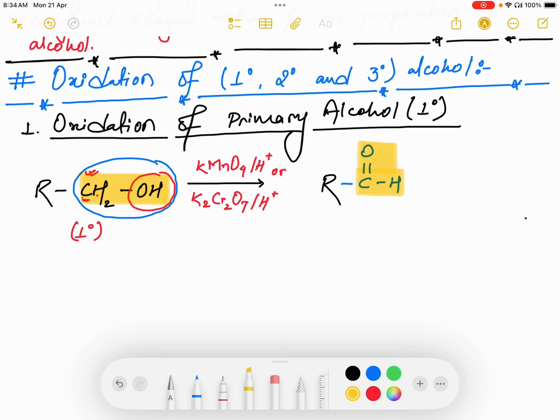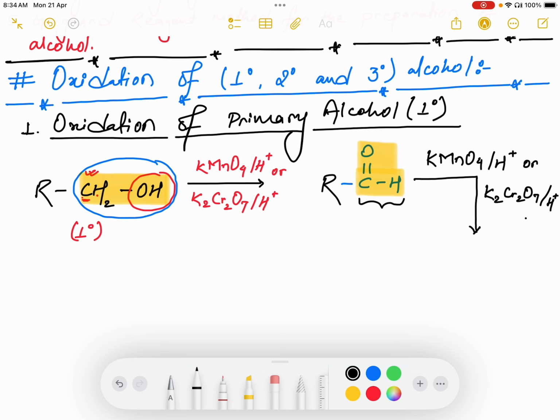In the second stage, this further undergoes oxidation. If you treat it with the same oxidizing agent, KMnO4 in acidic medium or K2Cr2O7 in acidic medium, this aldehydic group will transform into a carboxylic group, RC double bond O OH. So basically what is happening is that primary alcohol is being oxidized.